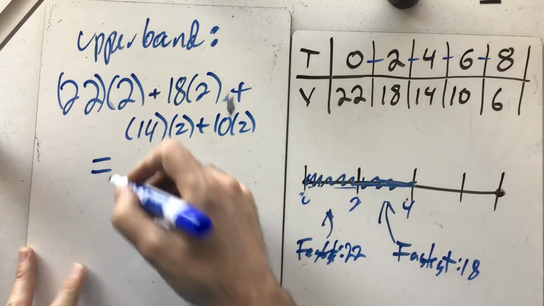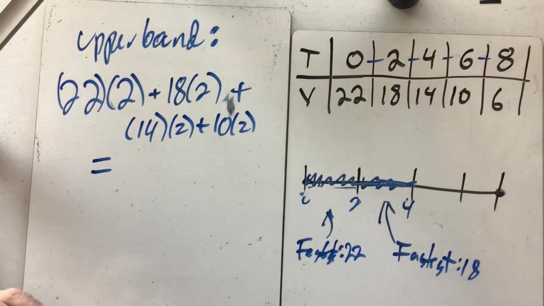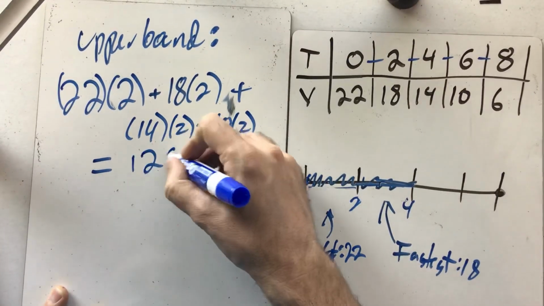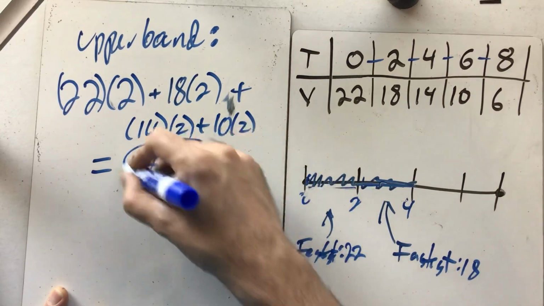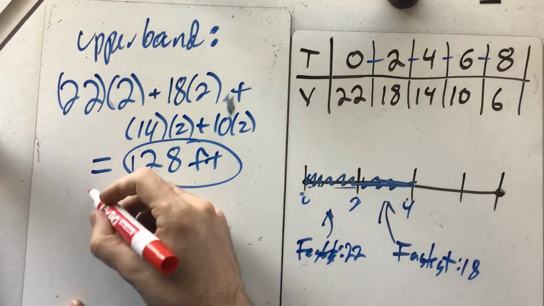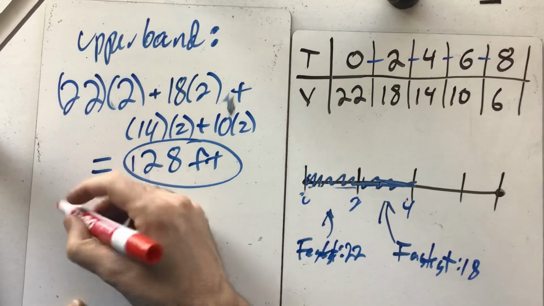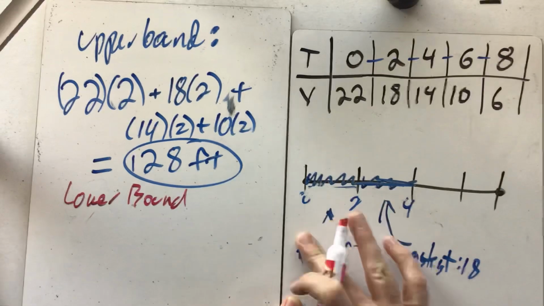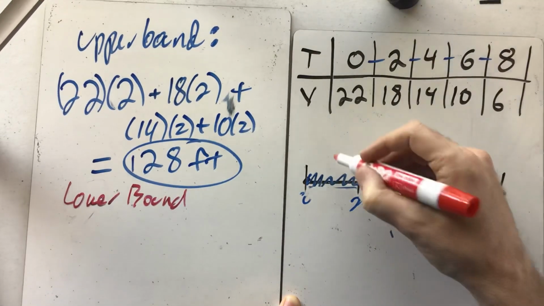So I put all these together, and these give me an upper bound of 44 plus 18 plus... Okay, let me do this real quick. And I got 128 feet for an overestimate of how far this car went. Well, okay, now let's see if we can make a lower bound, using the same type of concept, except now I'm going to look at each segment and ask what is the slowest the car could have been going in each segment?